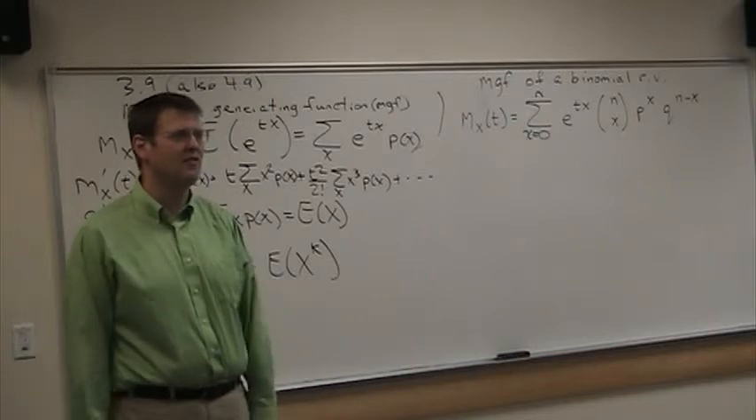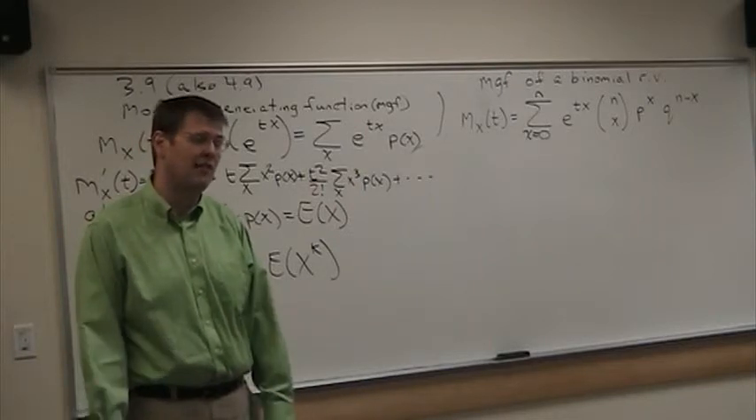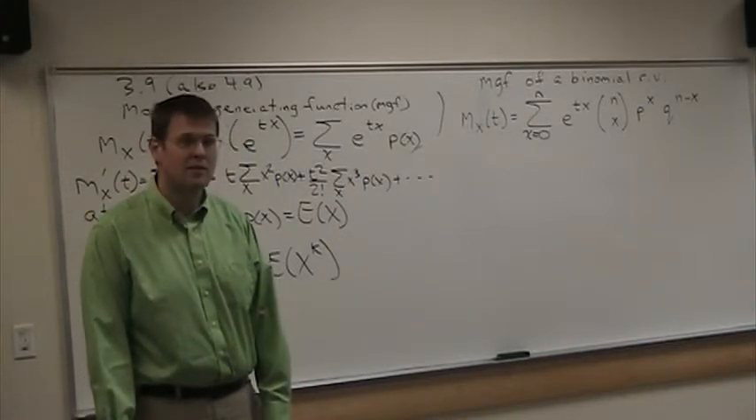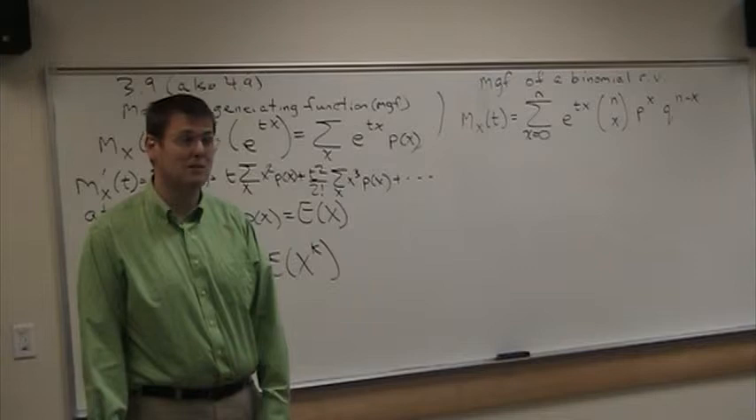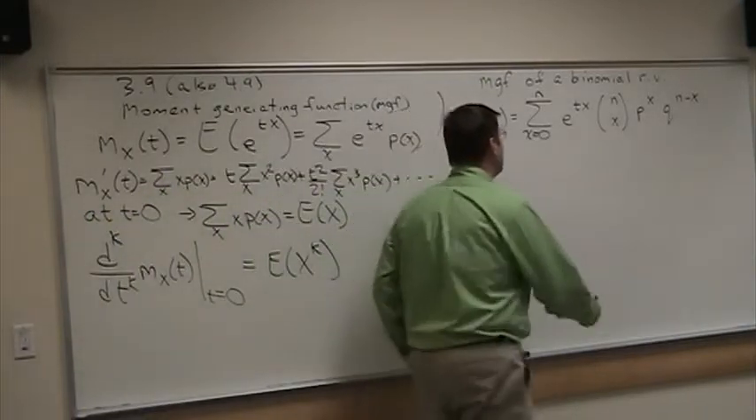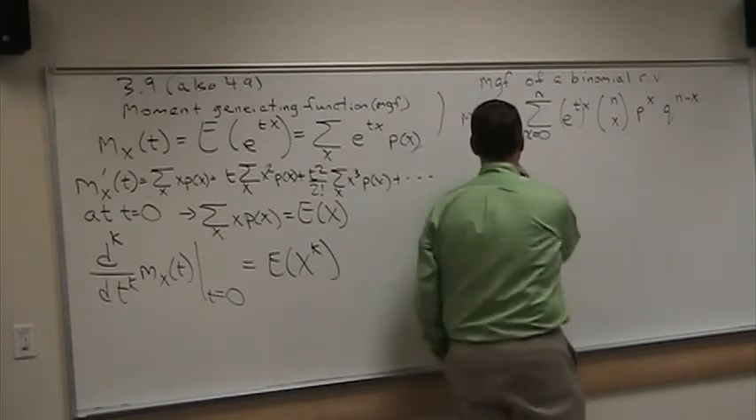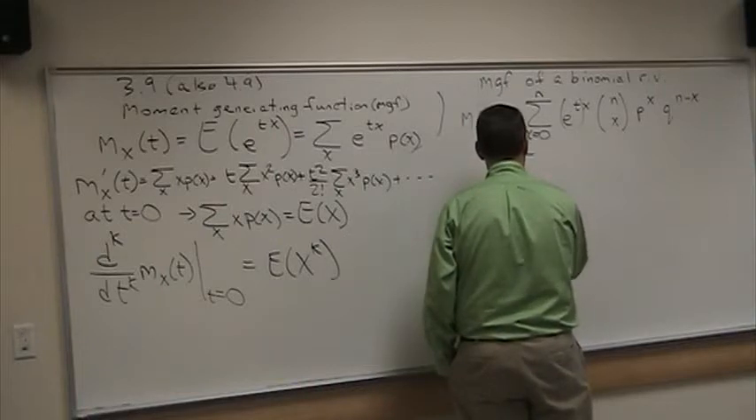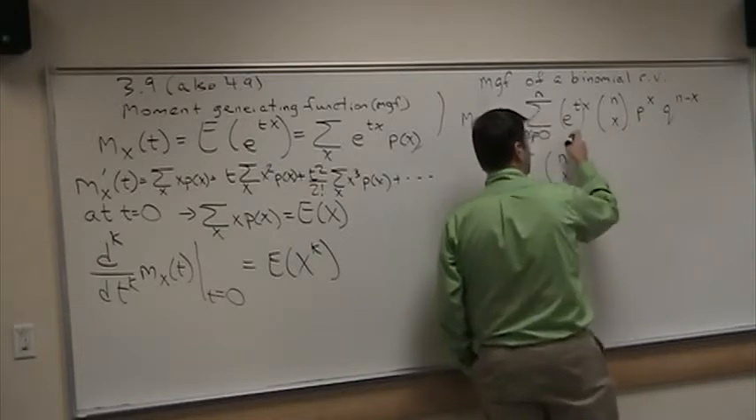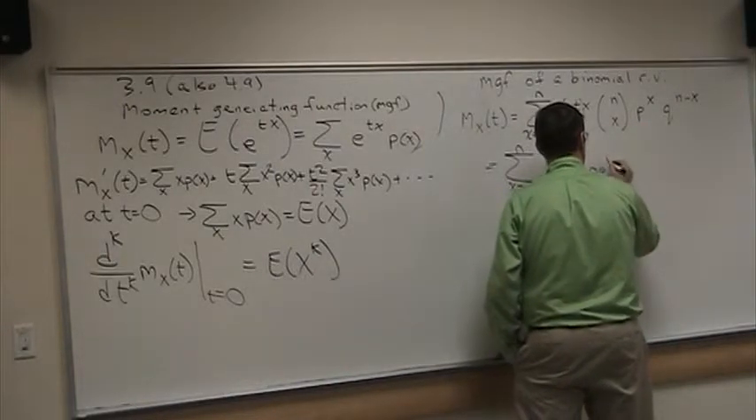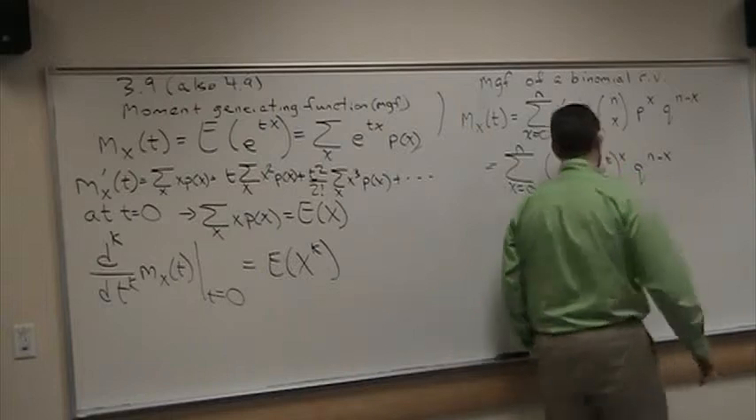You can combine things if they have the same base. You could also combine things if they have different bases but the same power. So which ones can be combined? e to the tx and p to the x. Think of e to the tx as e to the t raised to the x. So this becomes n choose x, put these together, we've got p times e to the t, all raised to the x, times q to the n minus x.